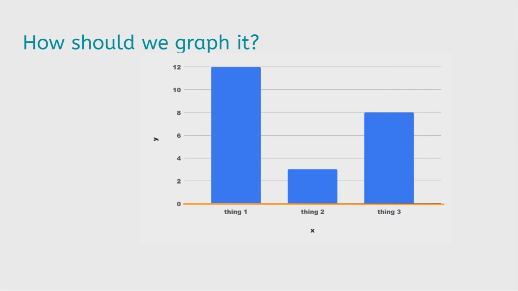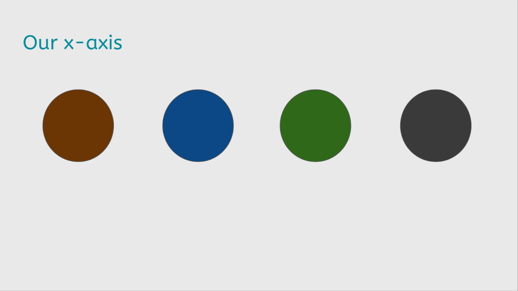A bar graph has an x-axis on the bottom. It's that yellow line down at the bottom of the graph. Do you see where the arrow is pointing? The x-axis tells us the things we are asking about. For us, our x-axis will show the different eye colors we are asking about: brown, blue, green, or black.